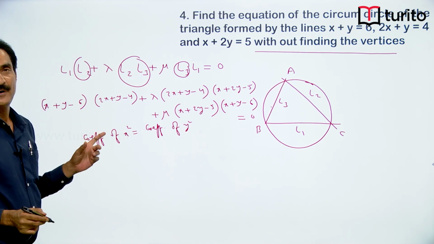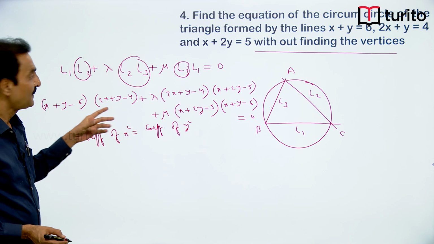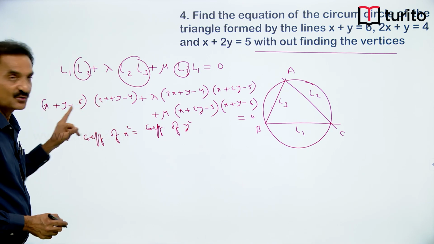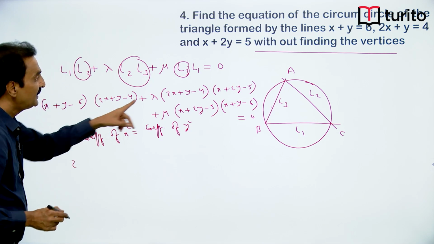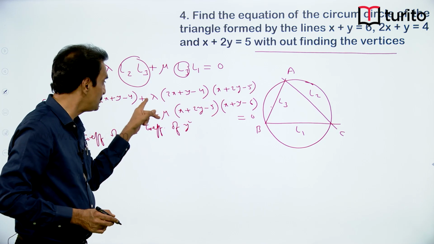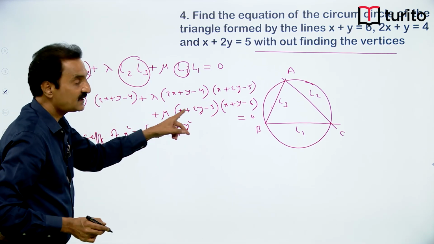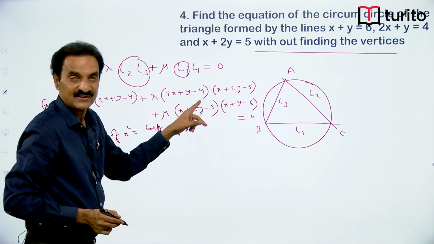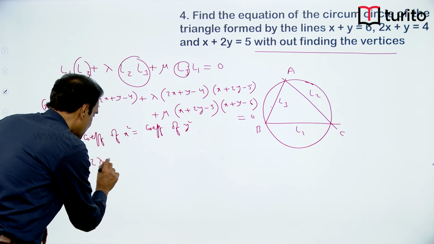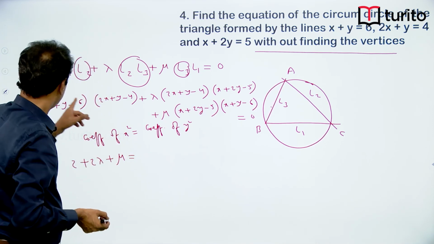You can calculate the coefficient of x square and coefficient of y square without expanding the equation. What is the coefficient of x square here? This into this, 2x into 2x, so 2. Here 2x into x, so 2 into lambda, 2 lambda. In the third term, x into x, x square, so mu x square, coefficient is mu. So, plus mu is equal to coefficient of y square.